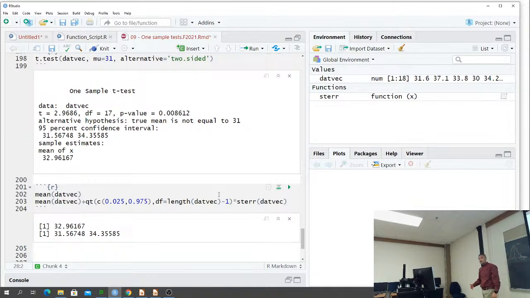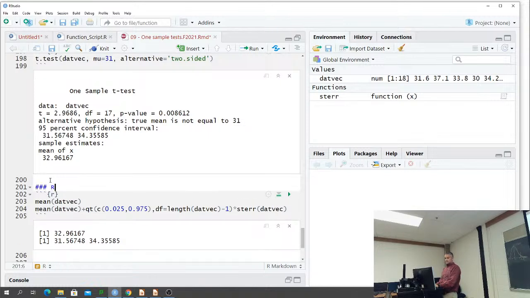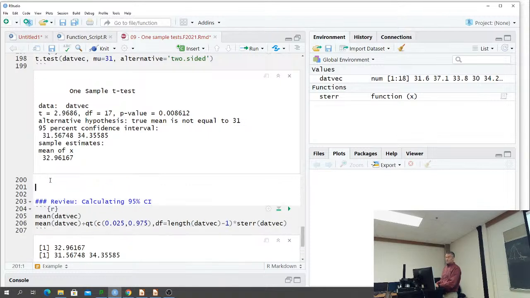So in many ways, if we know that we're going to run a t-test, you don't necessarily have to calculate your mean or a confidence interval, because it gets reported in our output. Put that as a review.